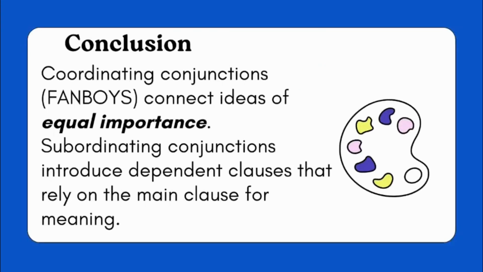In conclusion, we can say that in order to master the examples of coordinating conjunctions, we will be able to look at the acronym FANBOYS. When you master the acronym FANBOYS, you will be able to, at a stretch, mention the examples of coordinating conjunctions. Remember, coordinating conjunctions connect ideas of equal importance. Now, subordinating conjunctions connect the main clause to the subordinate clause that relies on the main clause for meaning.